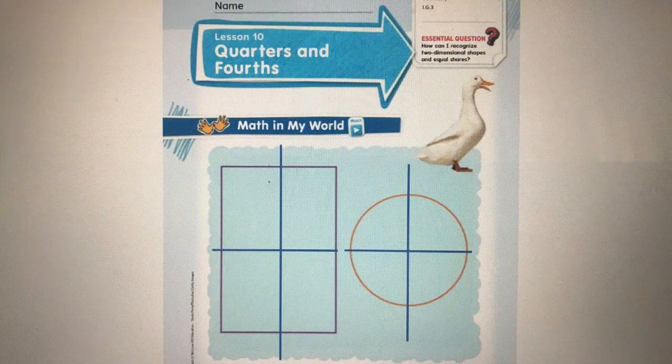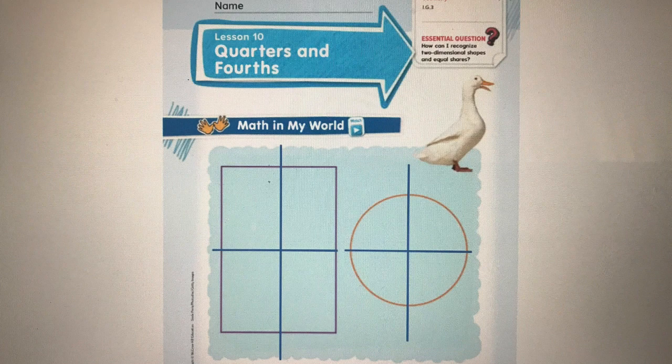Okay, so we're going to move on with fourths or quarters and fourths. So all that means, boys and girls, is that instead of just drawing one line, we draw two, and it makes 4 equal parts instead of 2 equal parts.